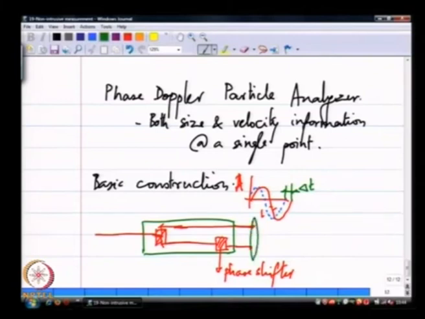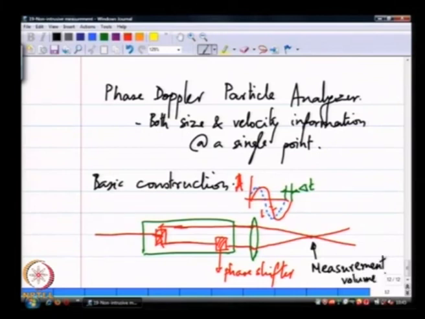So, the next part of the construction is that there is a convex lens that you use to focus these beams down to a single point. This forms my measurement volume. We set a point, but it is really a measurement volume, because each beam is approximately about 1 mm in diameter, slightly less than 1 mm, typically 1 mm.